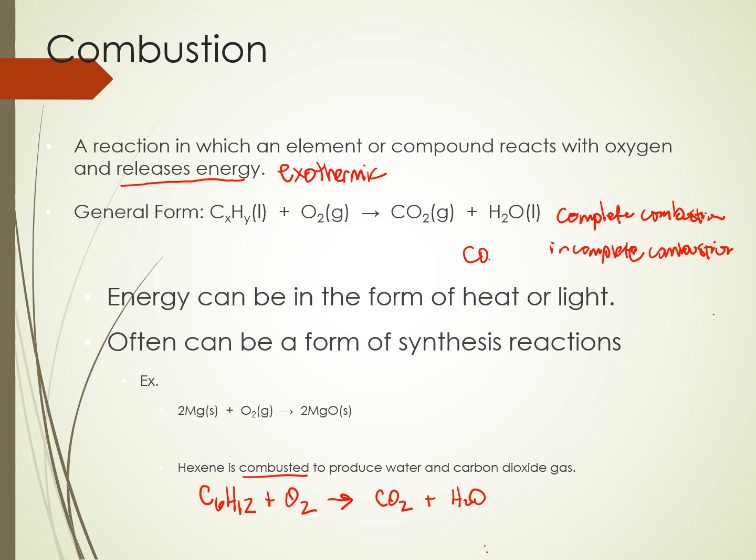So as I look at the balancing, I have 6 carbons versus 1, so I'm going to have a 6 for the coefficient of carbon dioxide. I have 12 hydrogens for the hexene versus 2 for the water, so I'm going to have a 6 for the coefficient of water. For my oxygens, I have 12 for the carbon dioxides plus 6 for the waters, so that gives me a total of 18. I have 2 as a reactant, so I'd have 9 for the coefficient of oxygen.